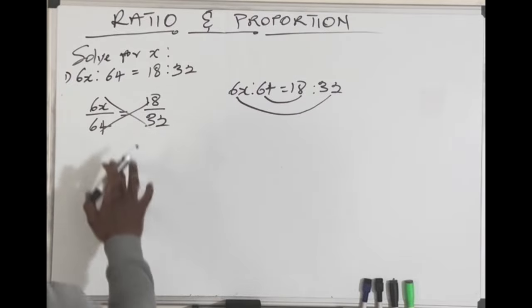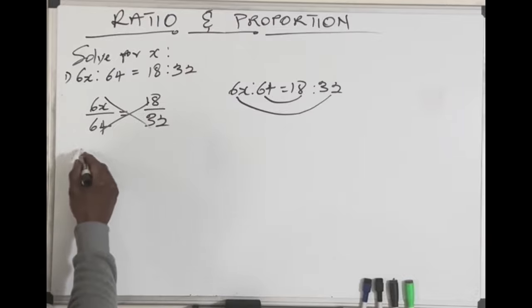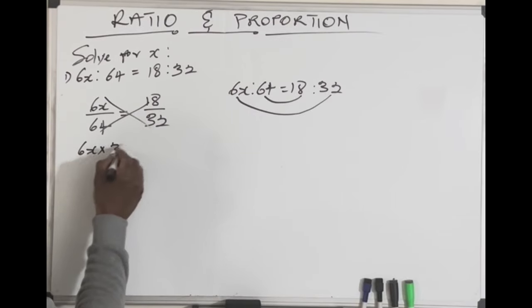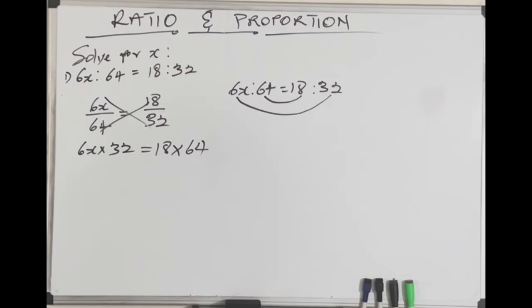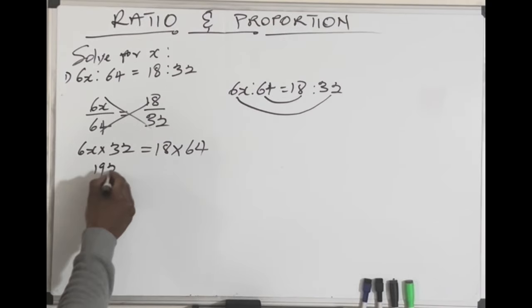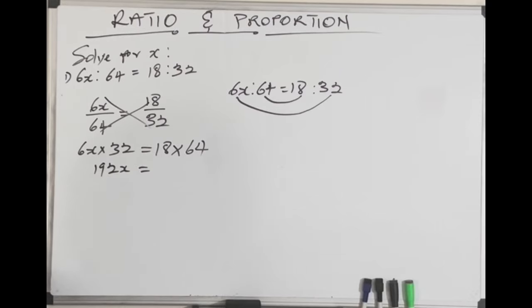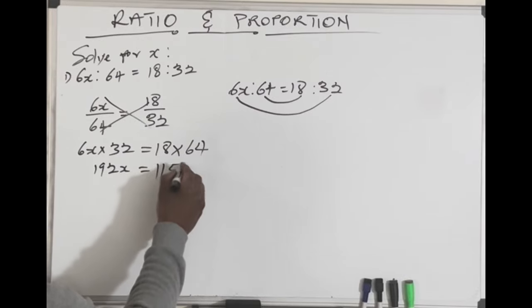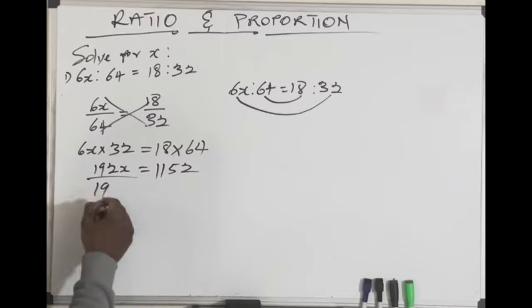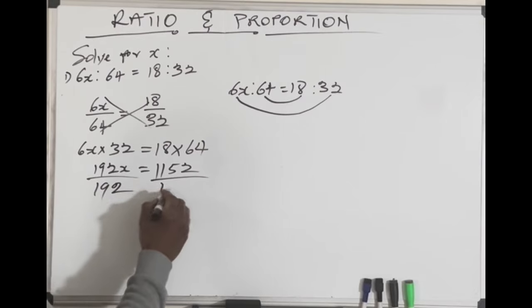Okay, all right, so let's continue. So 6x will multiply 32, then it's equal to 18 will multiply 64. Okay, so 32 times 6 will give us 192x is equal to 18 times 64, which is 1,152. Okay, yes, divide both sides by 192 to get the x.